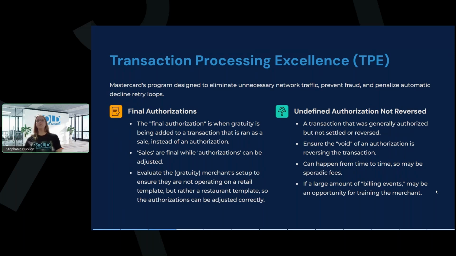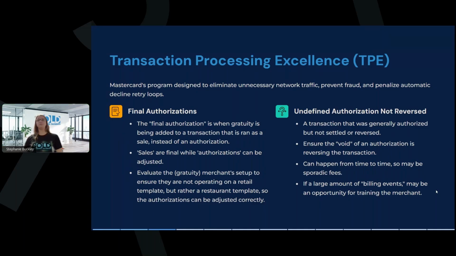But the one that we see the most is going to be final authorization. So these are going to be transactions that are actually ran as final sales instead of authorization. So if you have a final sale set up and you're an automotive center or you're a retail center or what have you, you don't deal with gratuity, that's fine having just a final sale. You bought this product, you paid for this product, settled at this cost.